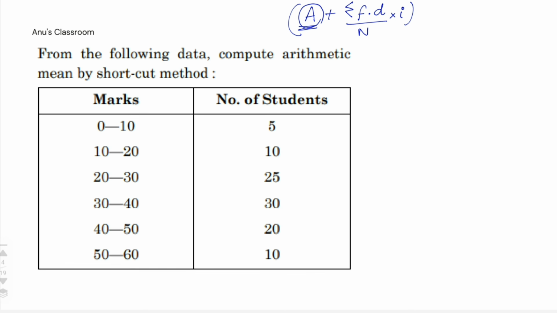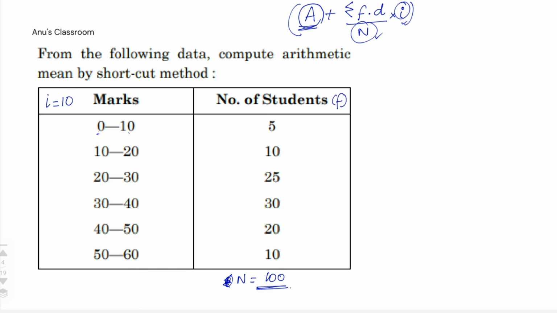So first we can find I. The class interval is from 0 to 10, so naturally I is 10. Next we can find n. N is the summation of all these frequencies, so this summation will give you n, and that n is 100. So we got these two. This is F. We need to find out A.